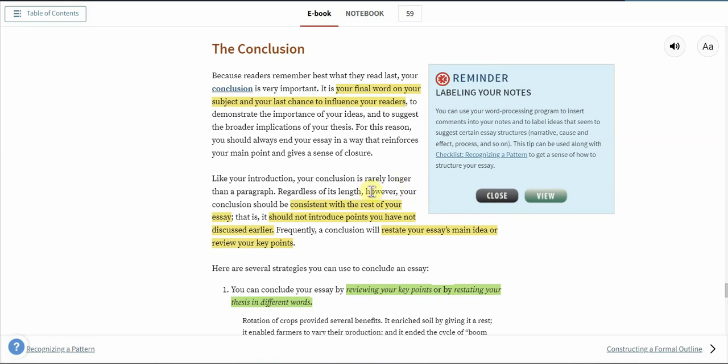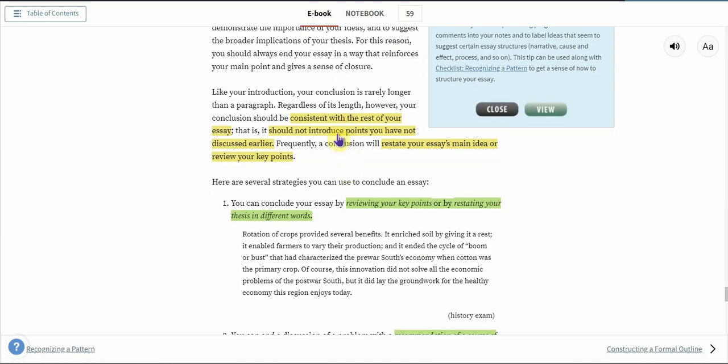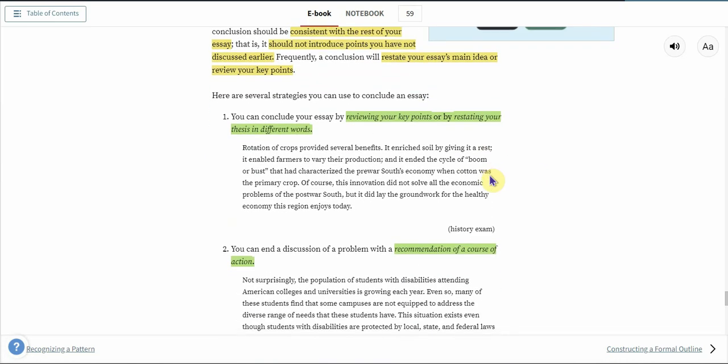Okay. So the conclusion. So this is our last paragraph. This is the last chance you get to convince your reader of whatever it is you want them to believe, right? It must be consistent with the rest of your essay. So again, tone and scope. It can't introduce new points that you've not already talked about. And again, you have to restate your essay's main idea, right?